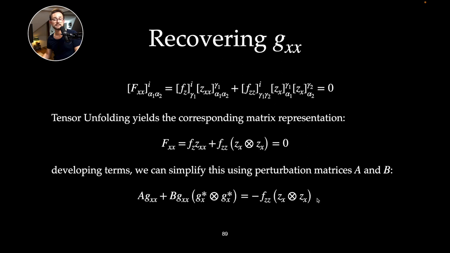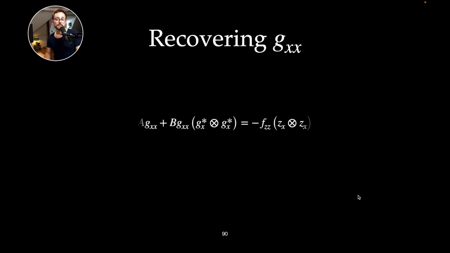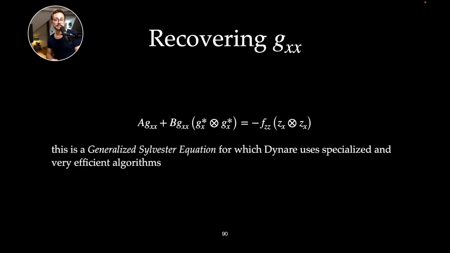So I have this special matrix equation, and it has a name. This is a so-called generalized Sylvester equation. Whenever you have A times unknown plus B times unknown times some matrix C equals some right-hand side, this is a generalized Sylvester equation. And Dynare has a very efficient and specialized algorithm to solve exactly this equation, particularly if you have that matrix right here as a Kronecker product. Okay, so we have very efficient ways to solve this. So we can simply solve that using this algorithm.